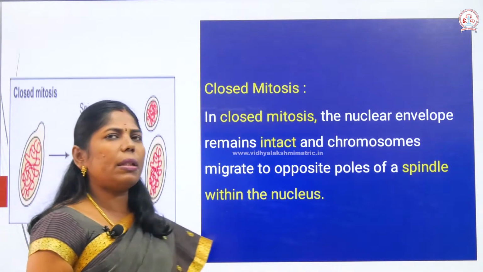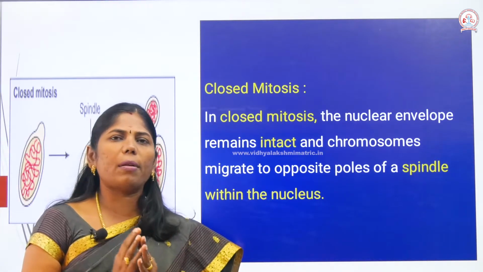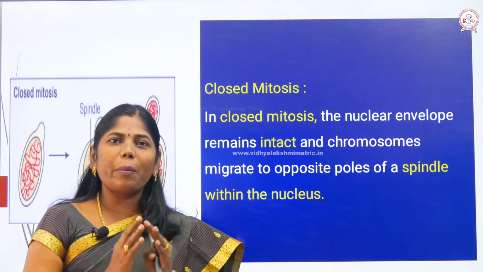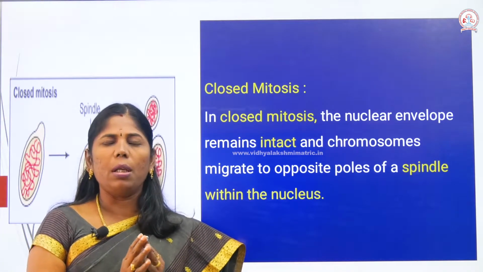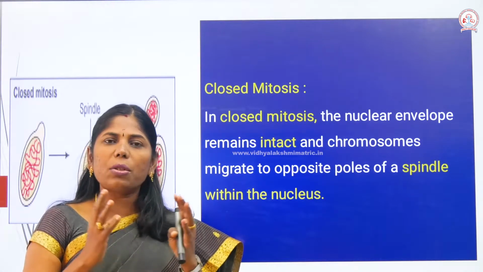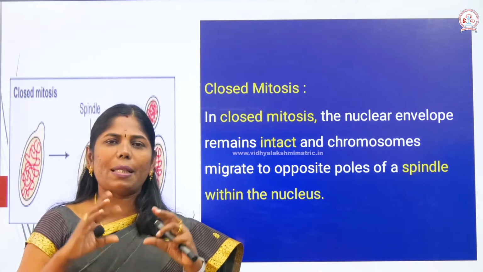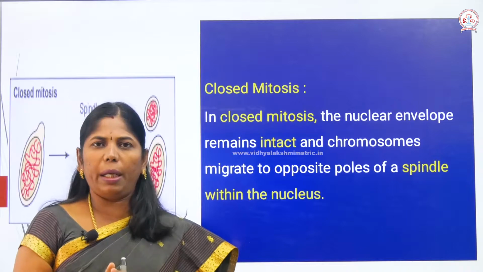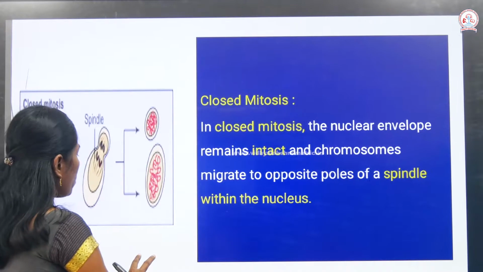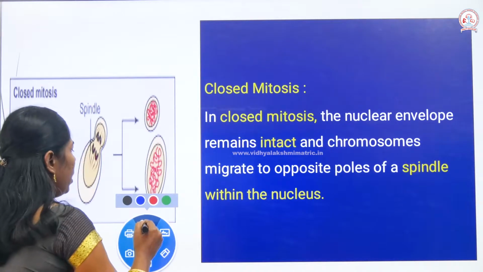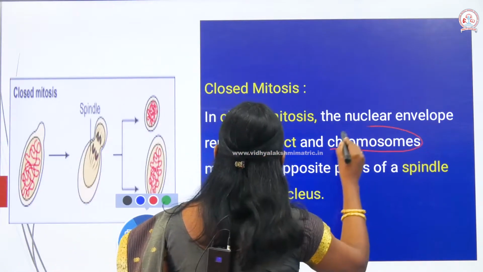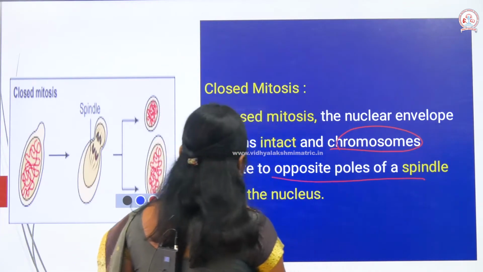So, next we have to see the two types of mitosis. One is closed mitosis, another one is open mitosis. In closed mitosis, the nuclear membrane remains intact. Okay, it will not separate. But in open mitosis, the nuclear membrane is formed around the separated chromosomes. Okay, it has two daughter chromosomes. The two daughter chromosomes are enclosed by two nuclear membranes. Okay, so in closed mitosis, the nuclear envelope remains intact, and the chromosomes migrate inside the nucleus. So actually, the chromosomes migrate to opposite poles of the spindle within the nucleus.